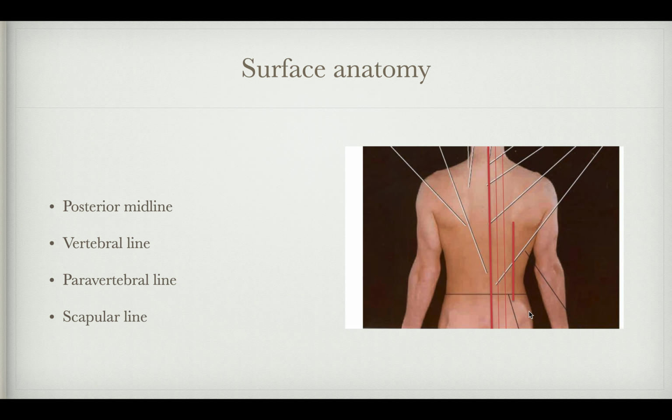So it's important to note the surface anatomy because in surgery you would need to refer to these lines. This would be the posterior midline. And then this is called the vertebral arch because it goes down the transverse processes. Next would be the paravertebral line. And then at the angle of the scapula, that would be the scapular line. That's it for now.